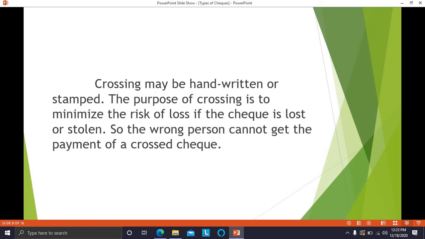Crossing may be handwritten, it may be done by hand, or it may be stamped. The purpose of crossing is to minimize the risk of loss if the check is lost or stolen. So the wrong person cannot get the payment of a crossed check.